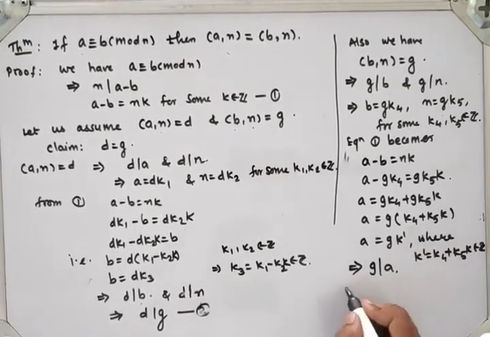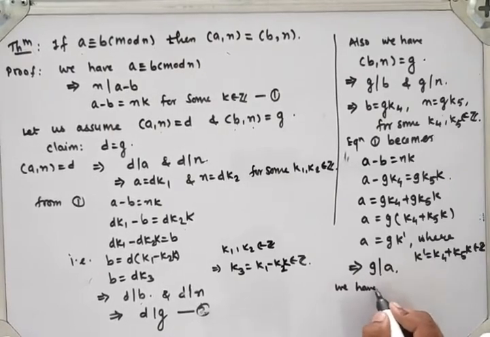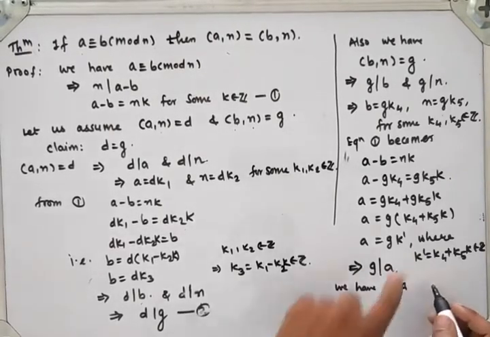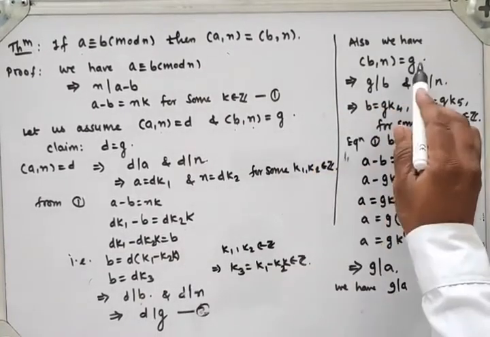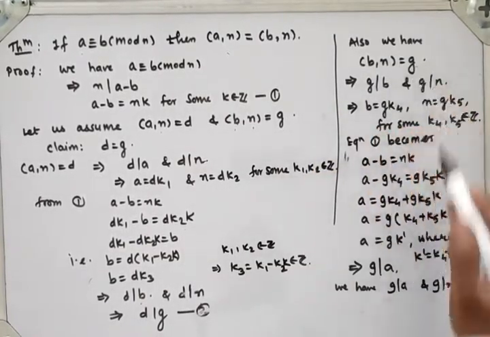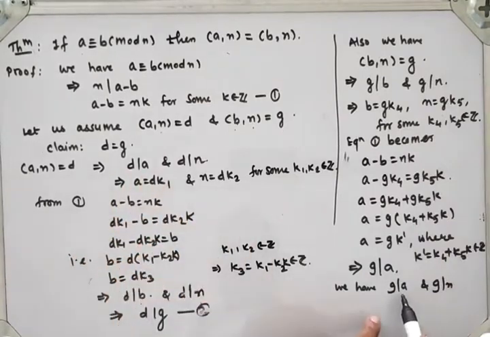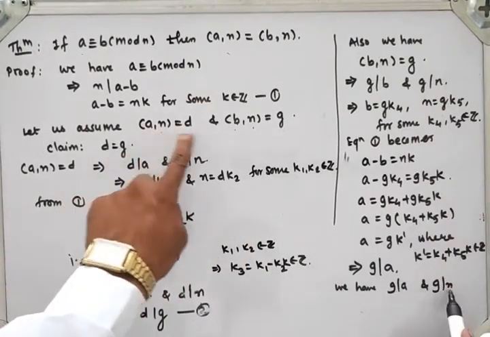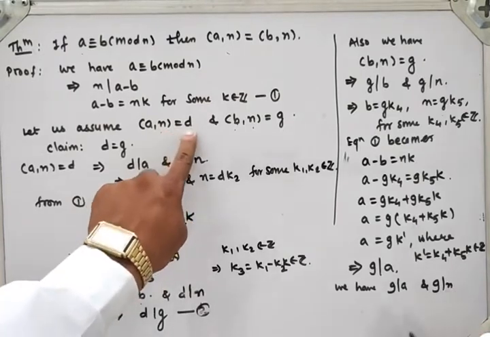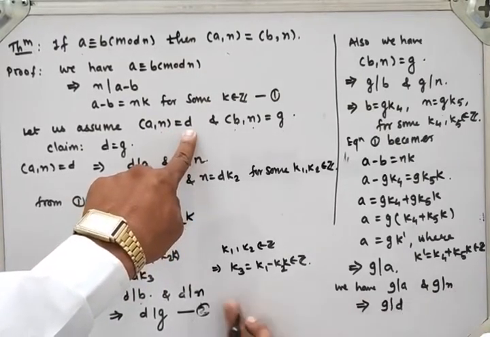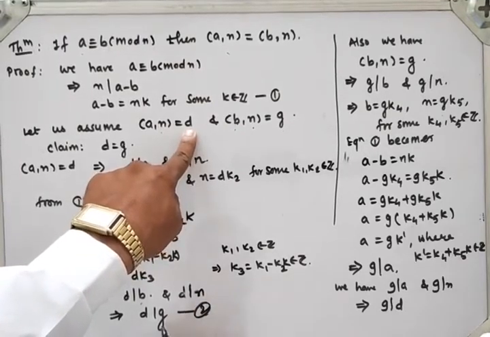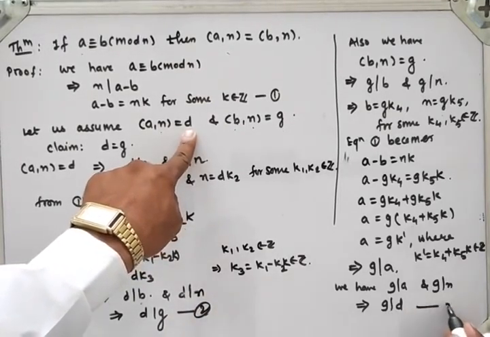So we have g divides a and also g divides n. So g is a common divisor of b and n, and g divides a. So g divides a and g divides n means what? g divides d. So we say g divides d. So this is equation number 2. Here d divides g and here g divides d. So this is equation 3.